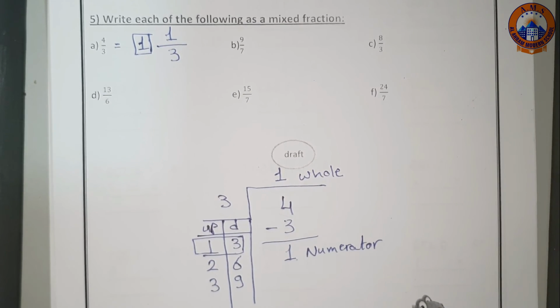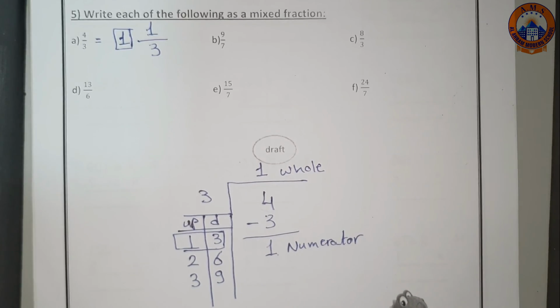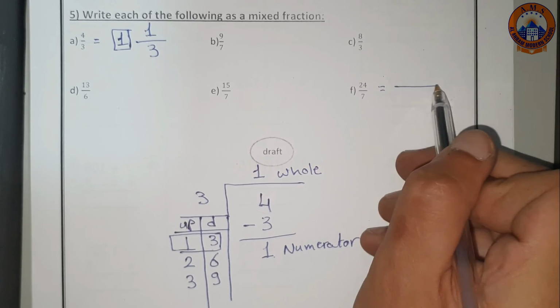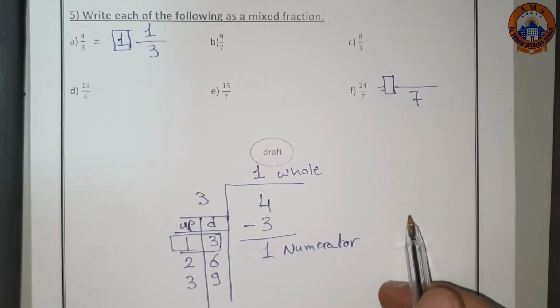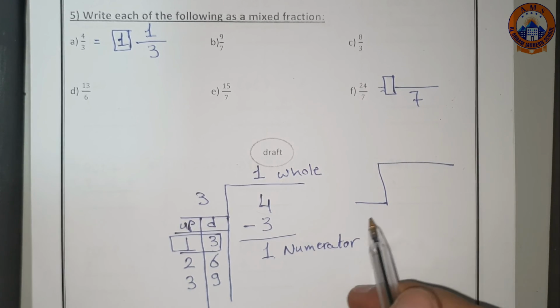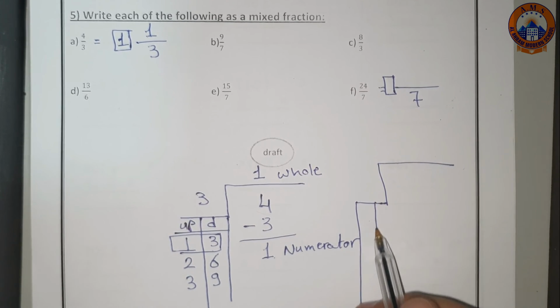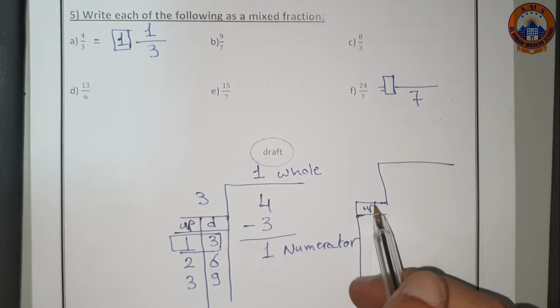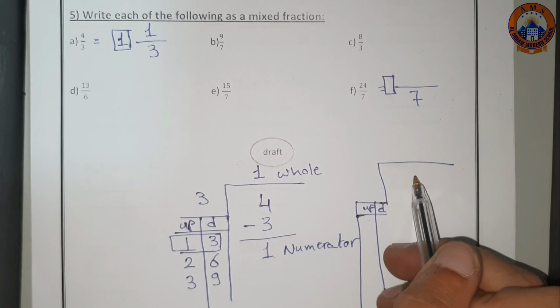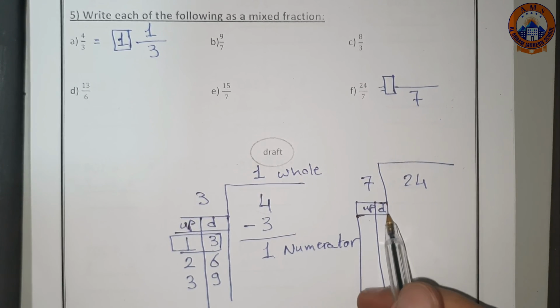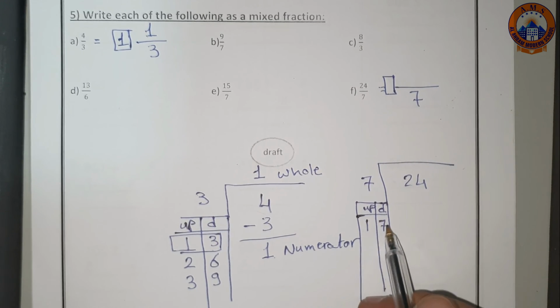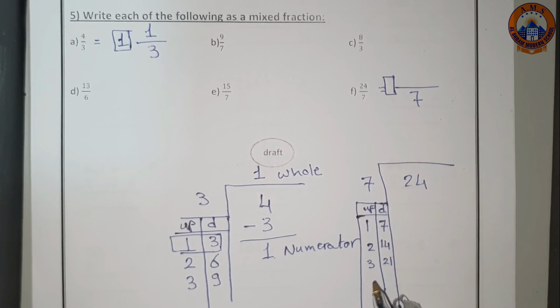Let's solve another one. Let's say it's number F. First, we're gonna put 7 in the denominator as it is, and we want the whole part and the numerator. I'm gonna do a long division. Here is 24 divided by 7. I'm gonna make table 7. 7 by 1 is 7. 7 by 2 is 14. 7 by 3 is 21. 7 by 4 is 28.